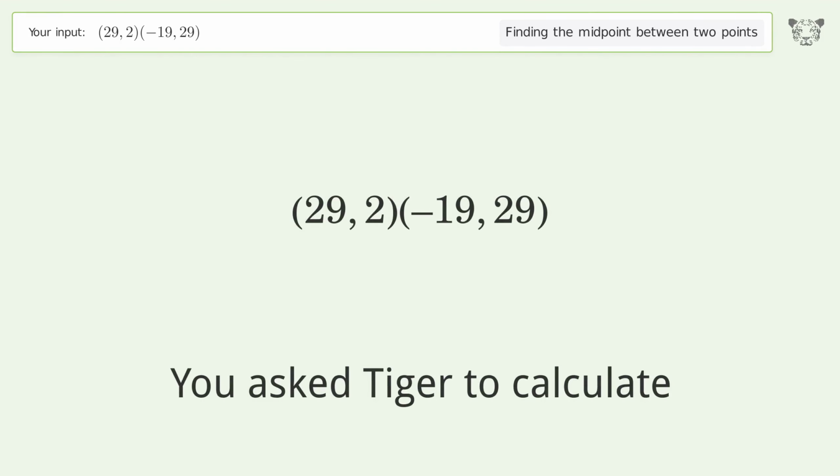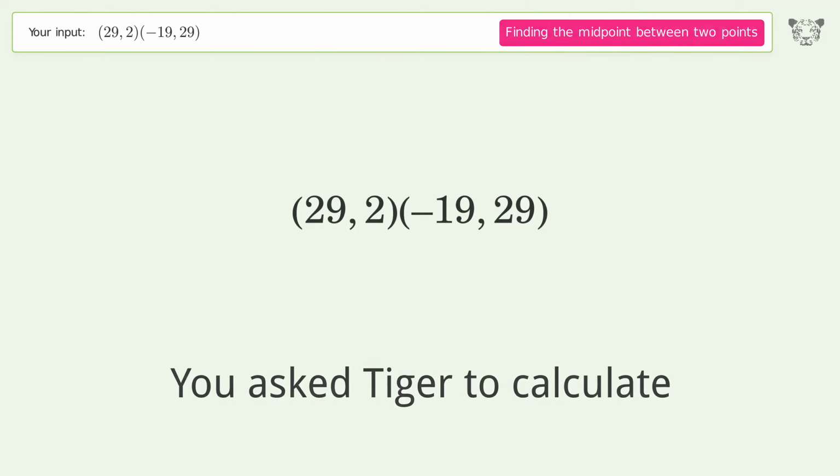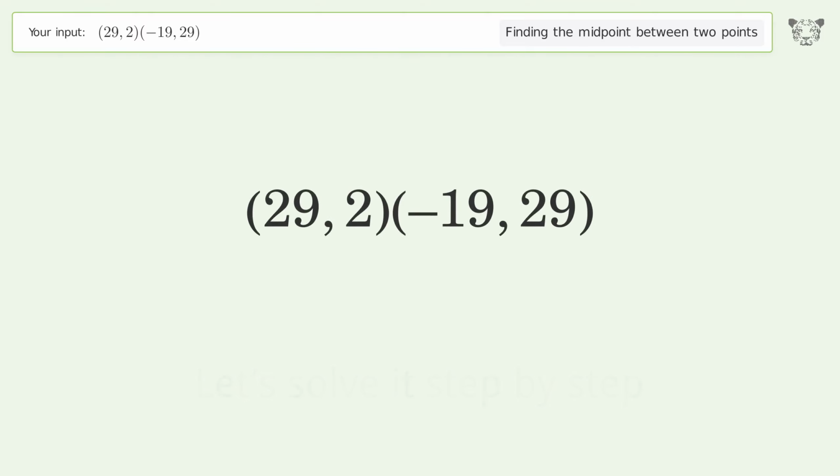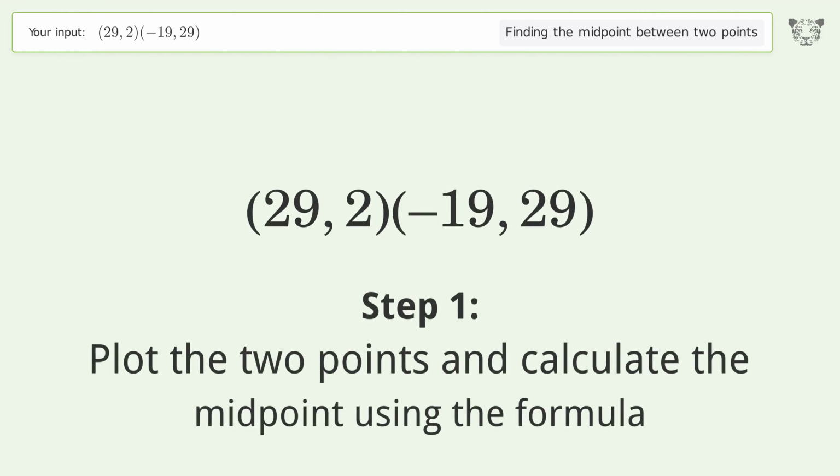You ask Tiger to calculate. This deals with finding the midpoint between 2 points. The midpoint between the 2 points is 5, 15.5. Let's solve it step by step. Plot the 2 points and calculate the midpoint using the formula.